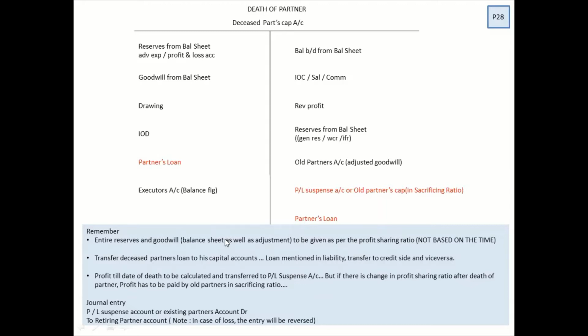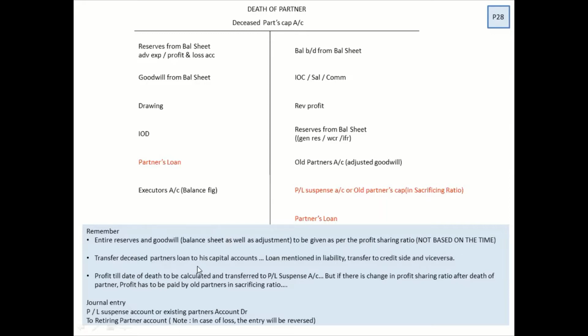What mistakes do the students make? They calculate the goodwill, they calculate the share as well, and give it based on the time basis. If that person has died after 3 months, they give the goodwill for 3 months, which is absolutely wrong. This goodwill, this reserve, everything is based on the previous years, not 1 year, maybe previous 3 years, 4 years, 5 years, right? So it has to be given based on the share, not based on time.